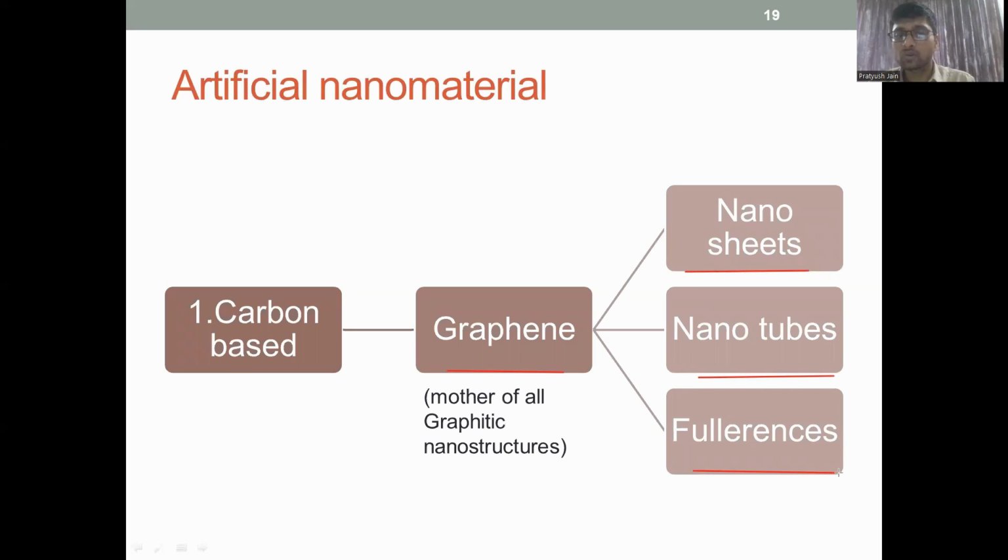Because of that reason, graphene is also called the mother of all graphitic nanostructures. And it is very important in our discussion. In our topic of nanotechnology, graphene is very important. It is called the mother of all graphitic nanostructures.